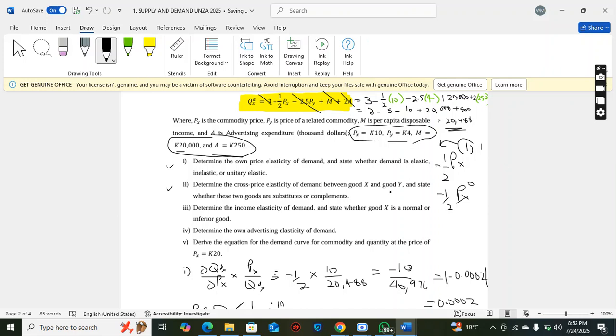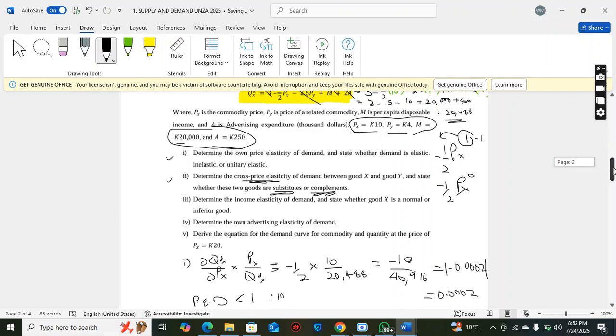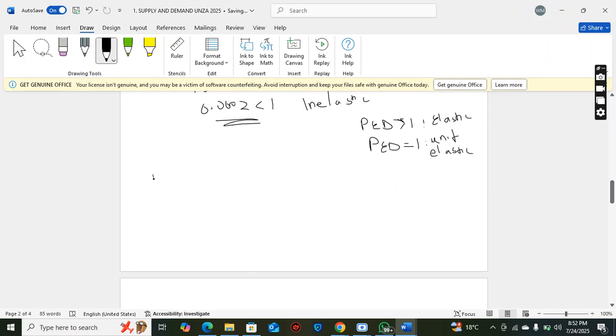Now we go to cross price elasticity of demand. This one is the one that determines substitutes or complements. You remember in our previous question, cross price elasticity of demand is written as XED. If cross price elasticity of demand is positive, you're dealing with substitute goods.